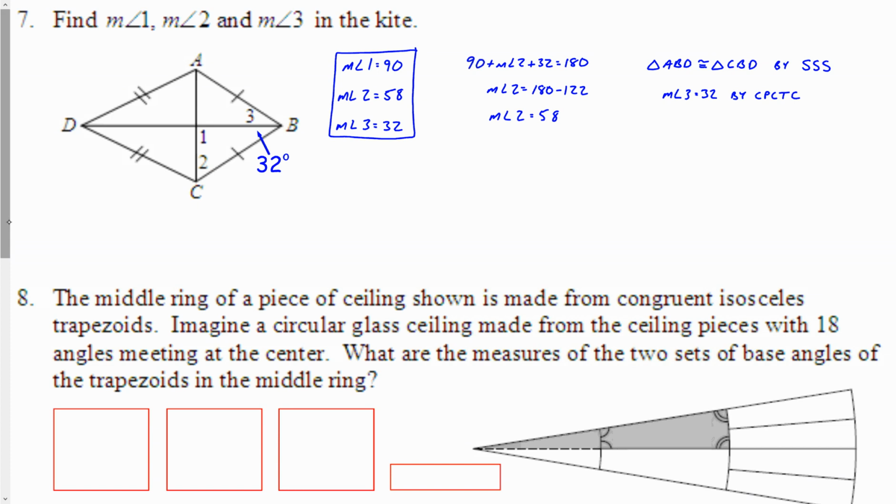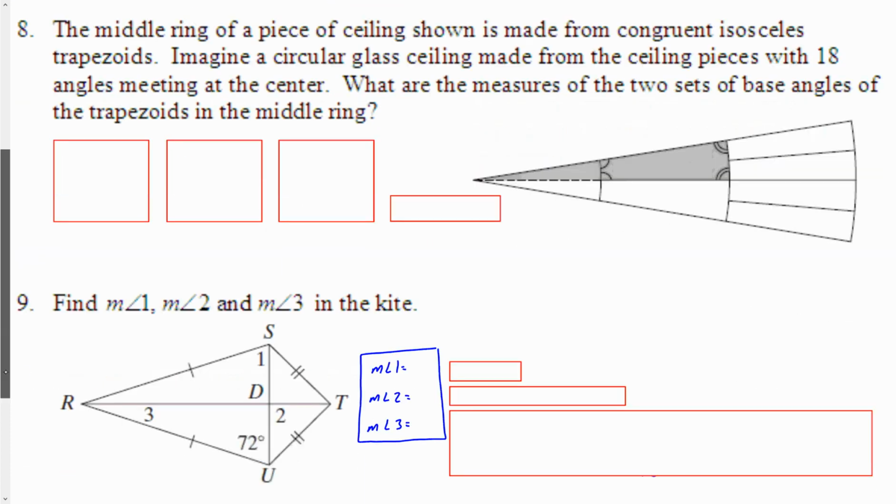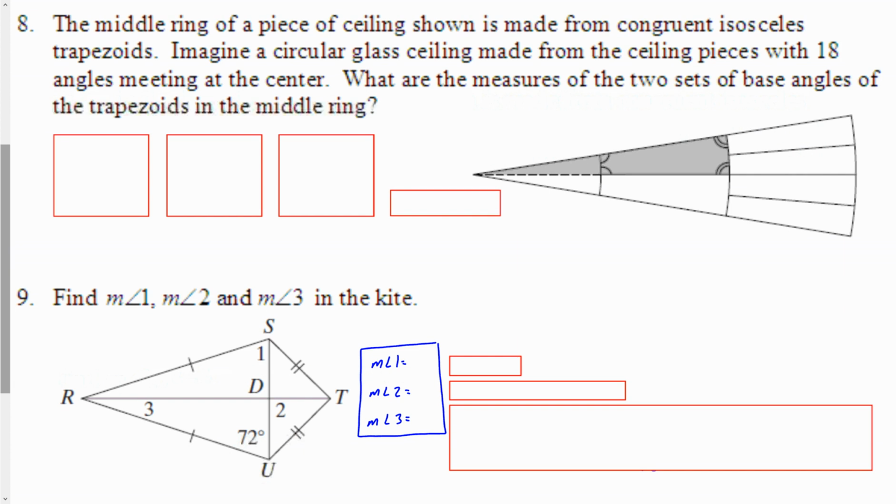All right, now I'd like you to try some problems similar to ones that we've done together here. So number 8, here we have a piece of a ceiling that is shown made of congruent isosceles trapezoids. So imagine this goes all the way around. So it's a circular ceiling. There are 18 total pieces that meet at the center. What are the measures of the 2 sets of the base angles of the trapezoids? So what we're looking for are those values. I've labeled them X's and Y's. So your job now is to find those 2 values.